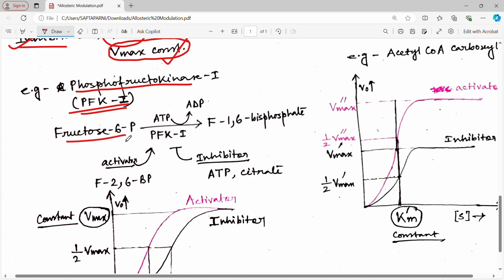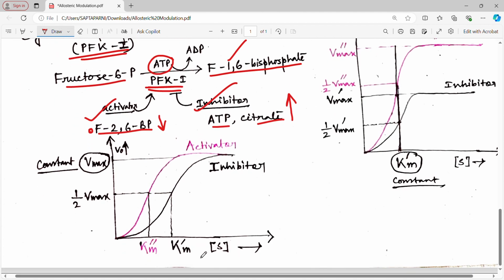It converts fructose 6-phosphate into fructose 1,6-bisphosphate. Okay, with the reaction of ATP, one extra phosphate group is added to the first carbon of the fructose. And here phosphofructokinase 1 enzyme is required. Now, it has an activator known as fructose 2,6-bisphosphate and inhibitors ATP and citrate. So, fructose 2,6-bisphosphate being an activator will decrease the Km value. But inhibitors, that means the citrate and ATP, will increase the Km value. But in both the cases Vmax value will be constant, okay, or unchanged.